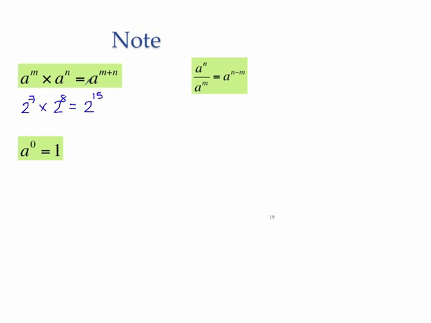That's all that's saying. For the next one, the division, it's the same sort of thing. If I have a power on the top and I'm dividing by a power on the bottom, I can just subtract the powers from each other. So for example, 2 to the 10 divided by 2 to the 8. 10 take away 8 is 2, so I get 2 squared.